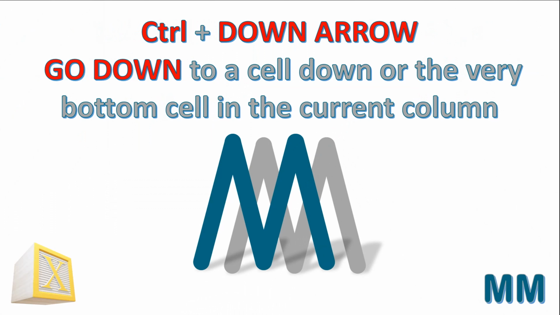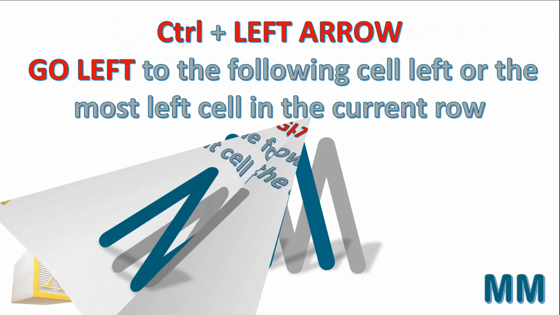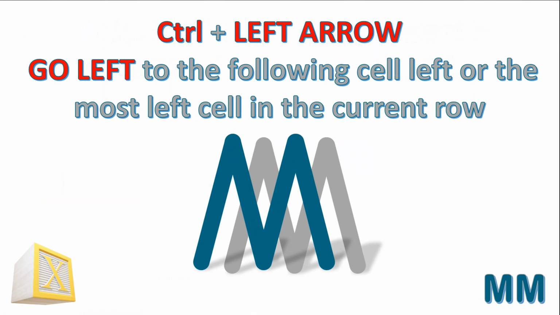If you press Ctrl and down arrow, then you will go down to a cell, or the very bottom cell in the current column. If you press Ctrl right arrow, that will go right to the following cell or to the last right cell in the current row. And lastly, if you click Ctrl and the left arrow, that will go left to the following cell or the most left cell in the current row.